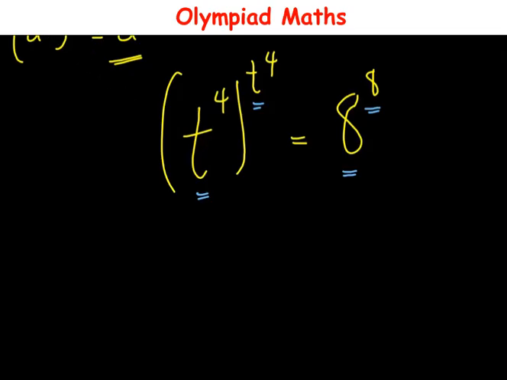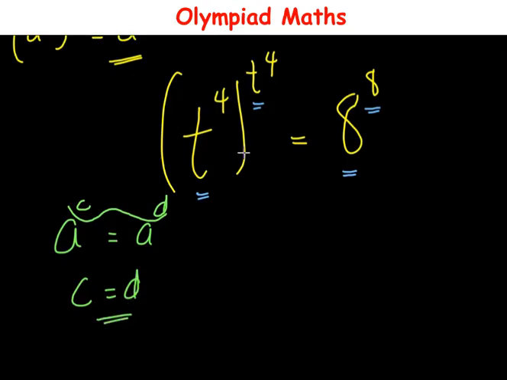Good. So that means that we can then apply this rule that if you have a raised to power c is equal to a raised to power d, since the bases are equal, simply compare the exponents such that c is equal to d. So applying this rule right here, we can simply compare the exponents. So what we have is this. We have t raised to power 4 is equal to 8.